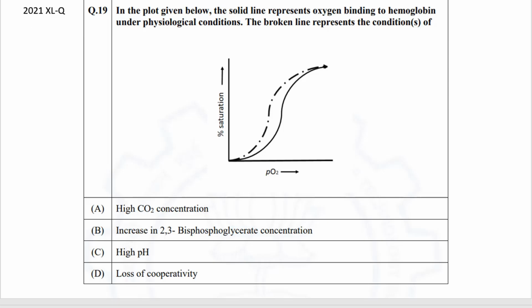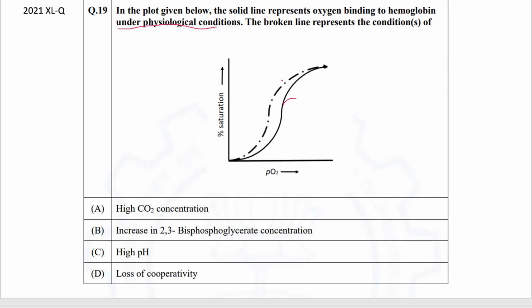2021 in biochemistry section. It says here, in the plot given below, the solid line represents oxygen binding to hemoglobin under physiological conditions. This is the solid line, and it shows oxygen binding under physiological conditions, that is, under normal conditions. The broken line represents the condition of.